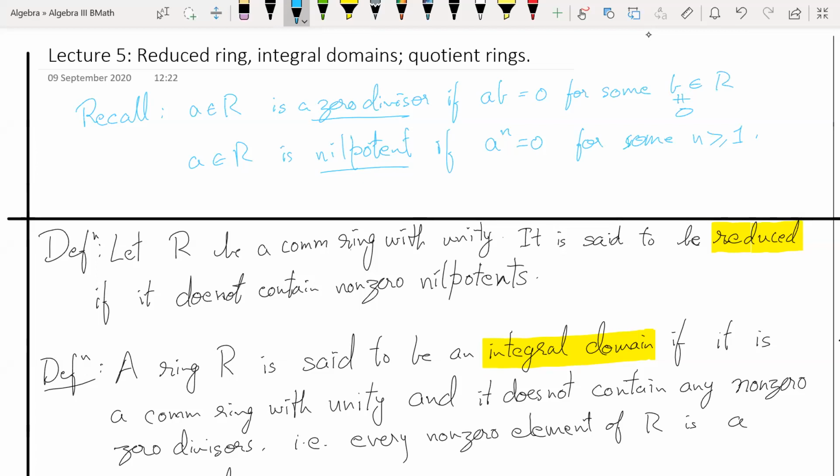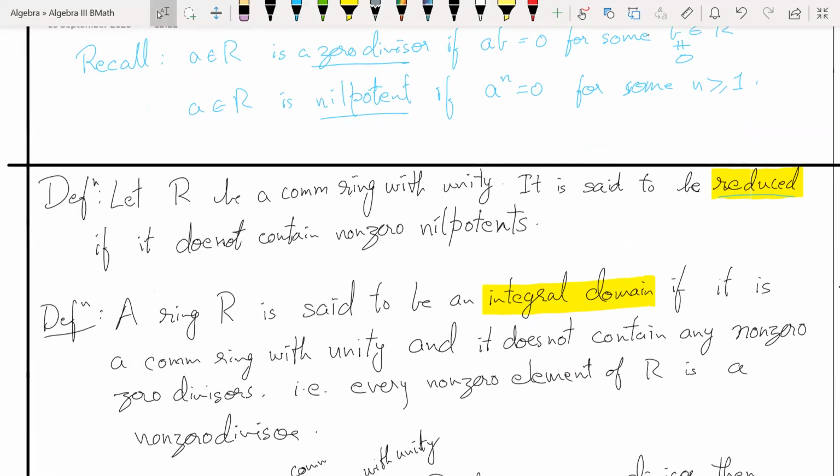So let R be a commutative ring with unity. It is said to be reduced if it doesn't contain non-zero nilpotents. So you don't want anything nilpotent other than 0. Such commutative rings with unity are called reduced rings. And a ring R is said to be an integral domain if it is a commutative ring with unity and it does not contain any non-zero zero divisors. In other words, every non-zero element of R is a non-zero divisor.